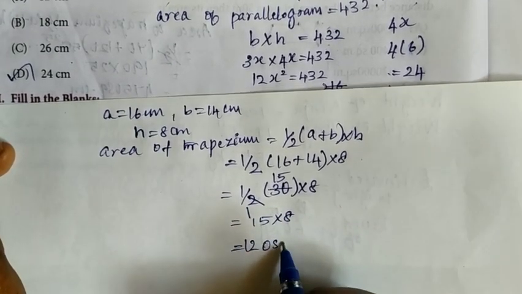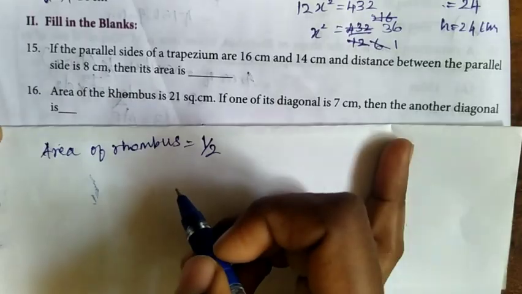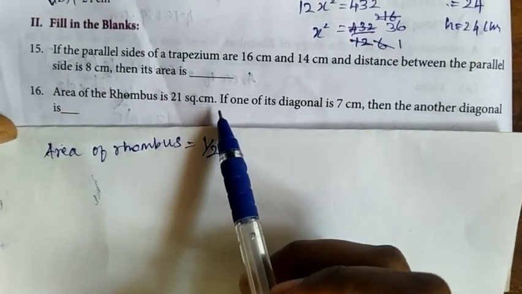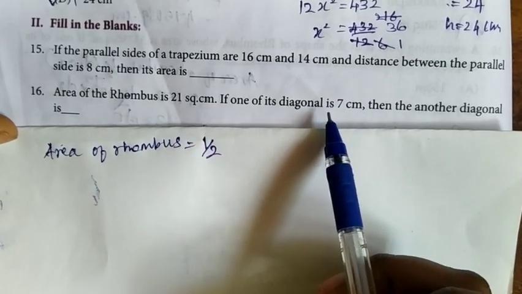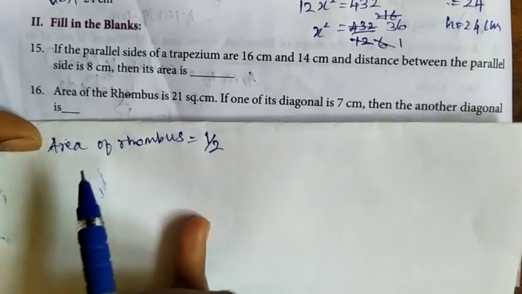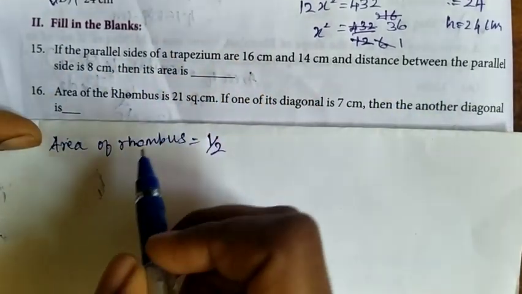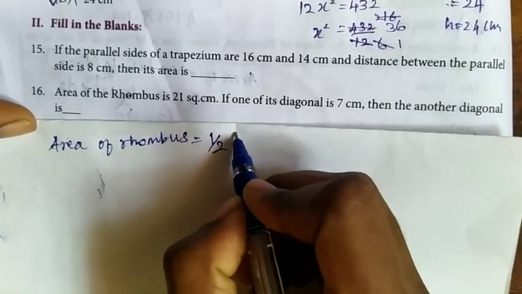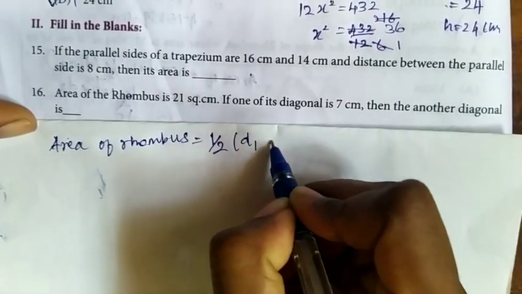Answer is 120 square centimeter. 16th question. Area of the rhombus is 21 square centimeter. If one of its diagonal is 7 centimeter, then the another diagonal is? So we have to find the value of another diagonal, that is D2. First write the formula of area of rhombus, that is half into D1 into D2.